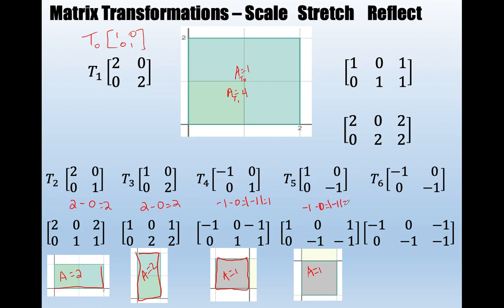Well, isn't that something? The determinant of a 2 by 2 matrix is equal to the area of the representative square or rectangle.